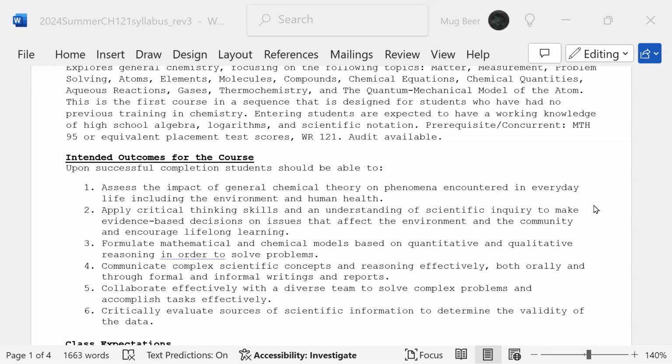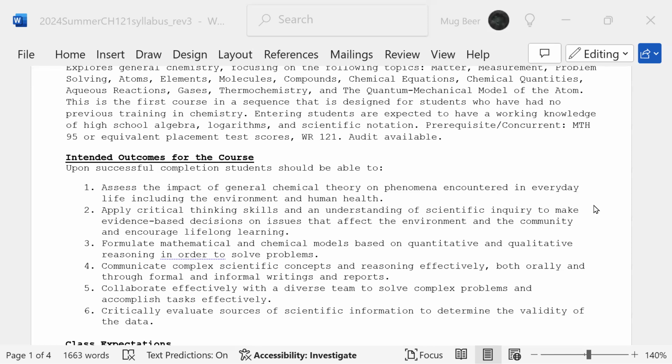All right, apply critical thinking skills and an understanding of scientific inquiry to make evidence-based decisions on issues that affect the environment and community, and encourage lifelong learning. This is really important right now because there's a lot of bogus information that is readily available online. I'm going to be teaching you ways to determine if what is being said is correct or not, and how to evaluate the correctness of statements that you're given.